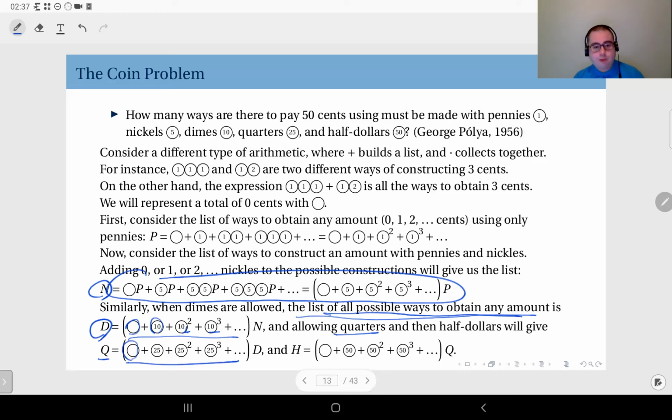Similarly, when you allow quarters, what you get is, again, this. This is 25 to power 0, so to speak. This is 25 to power 1, 25 to power 2, etc., all the way to infinity, times D. D is here. You get Q, and Q is the list of all possible ways to obtain any amount using ones, fives, tens, and 25s. And finally, you get H by multiplying Q with this. Now you allow 50s, and this is the final expression you get.